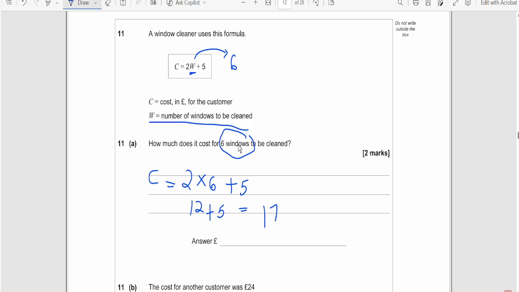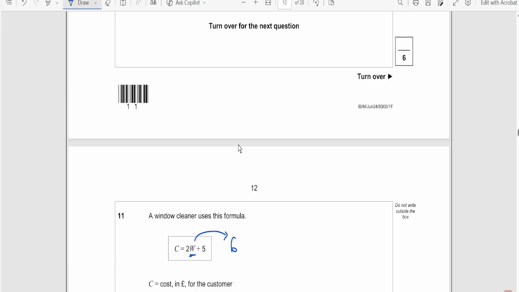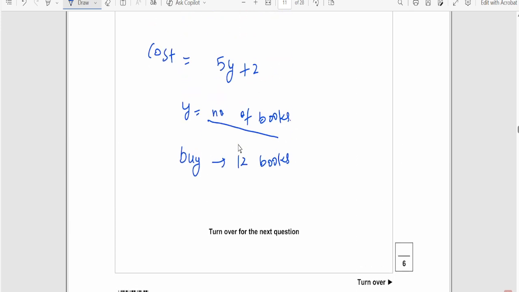5 times the number by 12. Add 2. So 5 times 12 is 60. Add the 2. 62. Is it 62? Okay, they are doing this one. Yeah, it is 62. Very good.